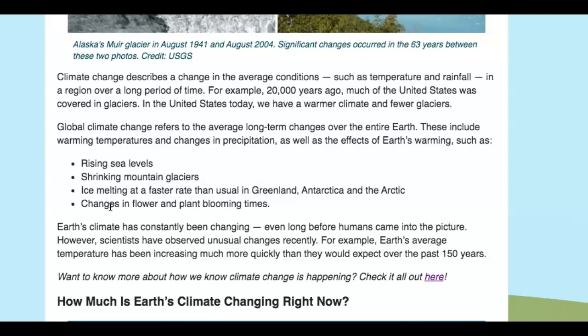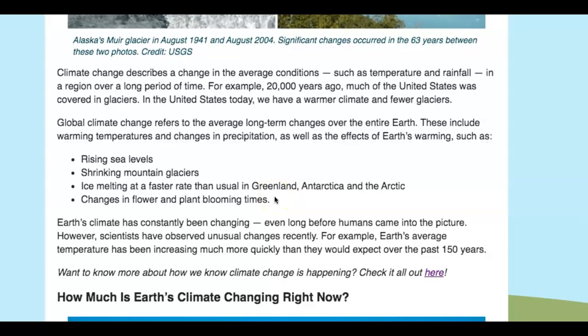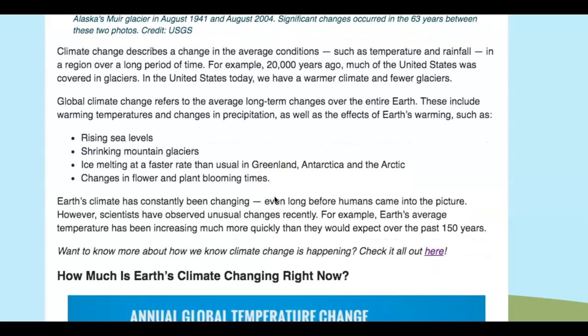Let's stop and talk about that because this is really our Earth Day challenge. It has to do with the changing climate. So water levels are getting higher. Mountain glaciers are shrinking. Ice is melting in Greenland, Antarctica, and the Arctic. Because the ice is melting, that's why the sea levels are rising. And now plants and flowers, their blooming time is changing. How would that affect us?